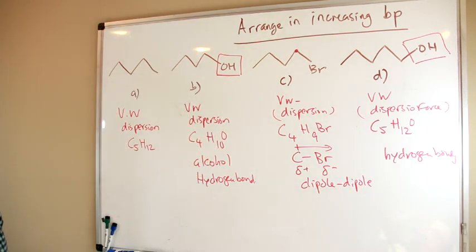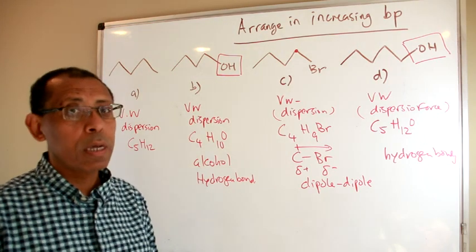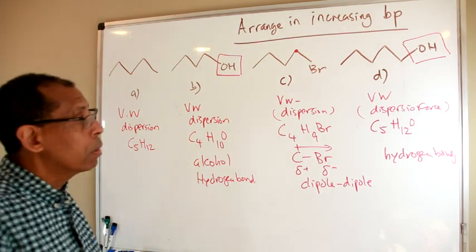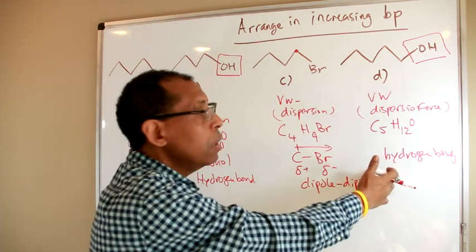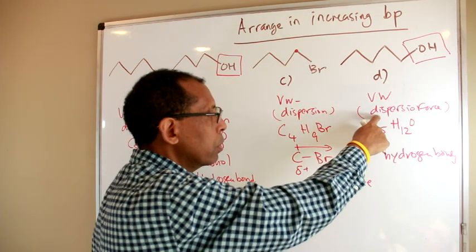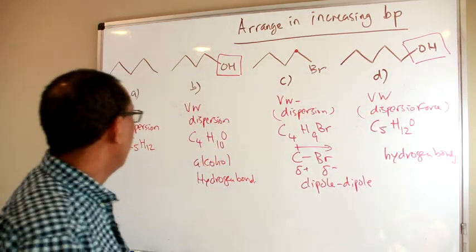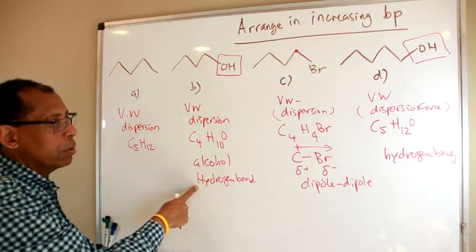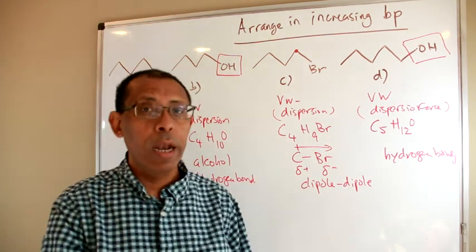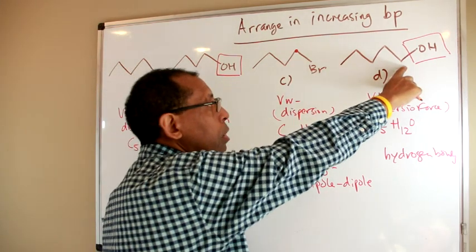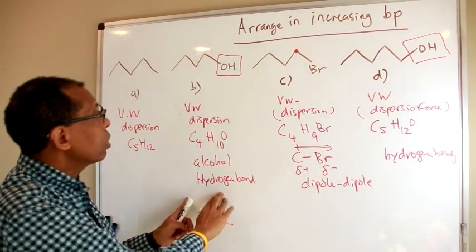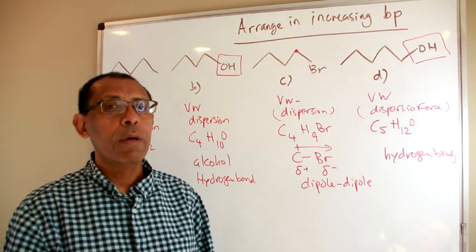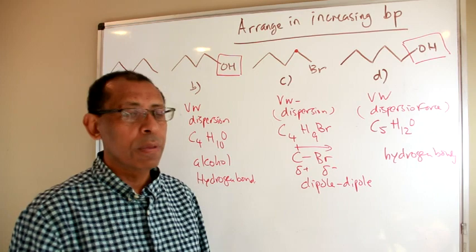Now, when we come to arranging in the order of increasing boiling point, the highest boiling point would be compound D. Compound D has dispersion force as well as hydrogen bond. But how does it differ from this? It has a dispersion and also hydrogen bond. The difference here is the chain length. The chain length here is a 5 carbon chain. Here the chain is 4 carbon. So dispersion force is higher whenever you have a longer chain.